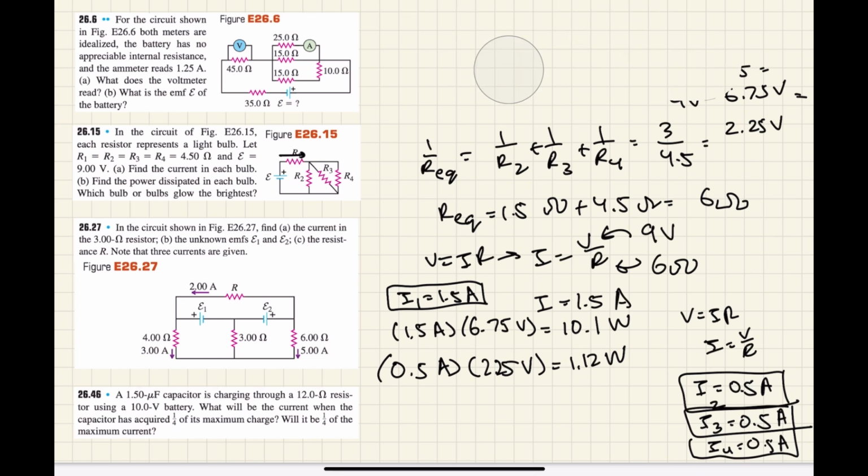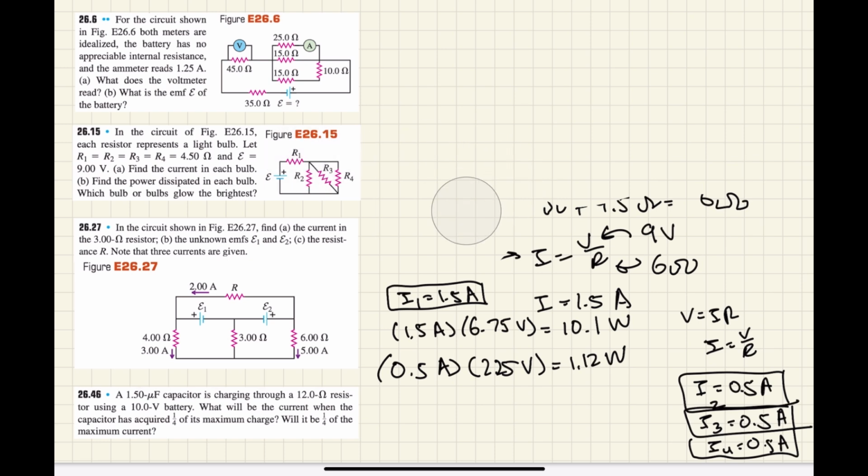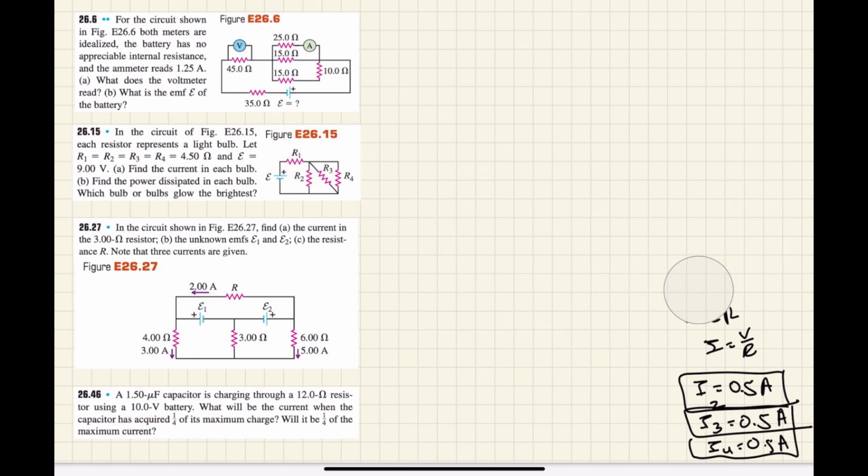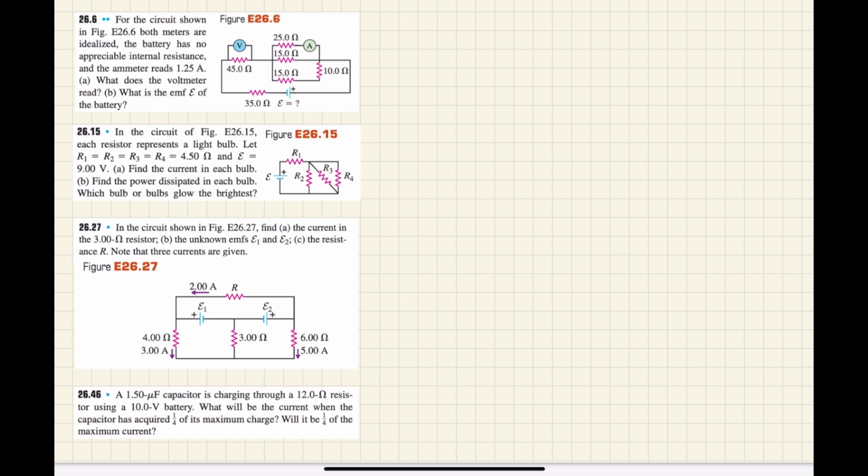All right, that wasn't too bad. Moving on to question number 7 here, which is a Kirchhoff's law problem. So we're starting with find the current in the 3 ohm resistor. We can use Kirchhoff's junction rule for this.